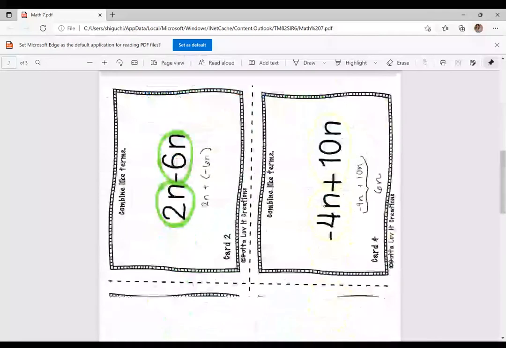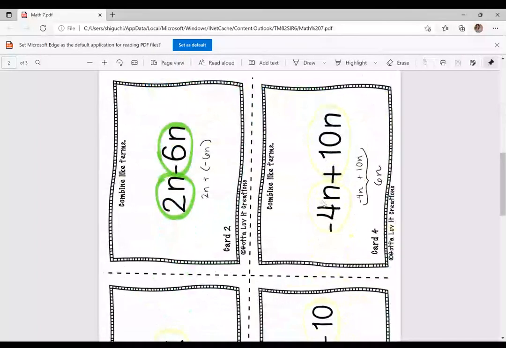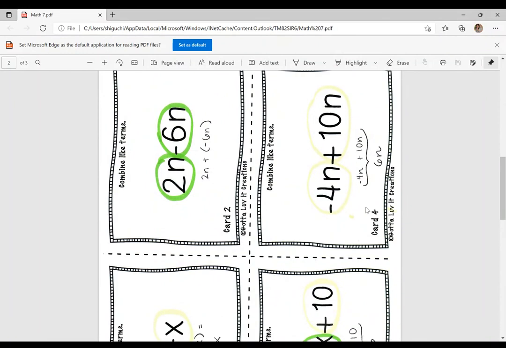When you are finished checking your work and or finishing your work if you weren't able to do it last night, go ahead and move on to the task cards in your packet. There are several pages worth of task cards, and you're going to do all of them.